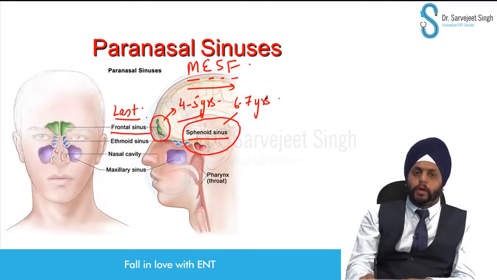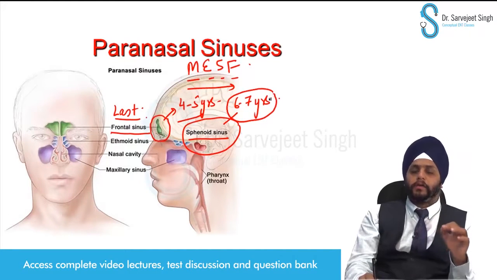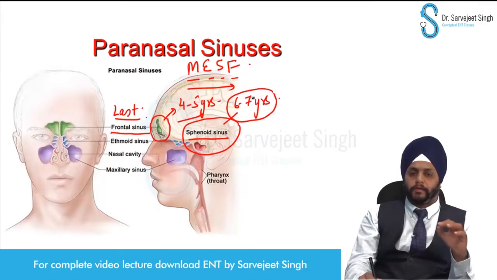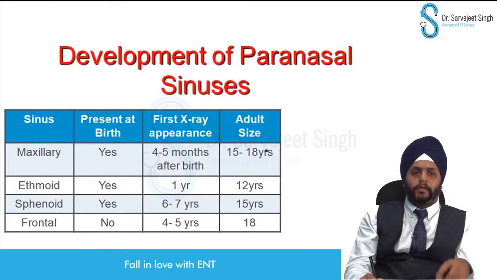Right? So the sphenoid sinus is the last to appear on a plain X-ray. Right? Okay. So let's go and do this table.